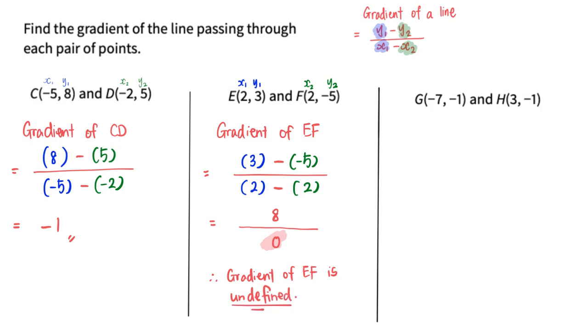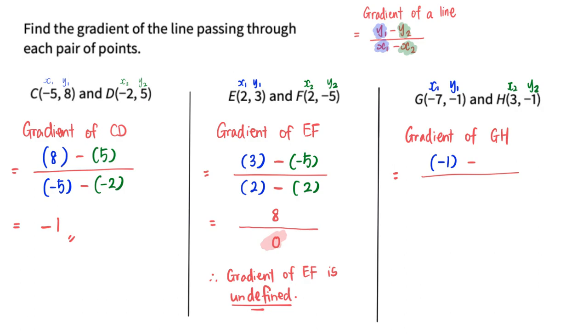Alright, moving on to the last question, the last line that we are going to have, GH. I'm going to again replicate what I have done for the previous two lines. Again, I'm going to make sure I write this down, x1, y1, x2, y2, so that when I substitute into the formula and I put a bracket, I will not make careless mistakes.